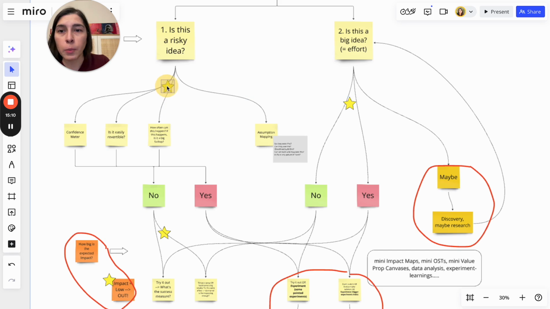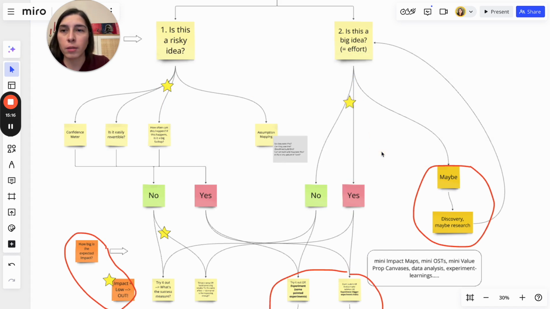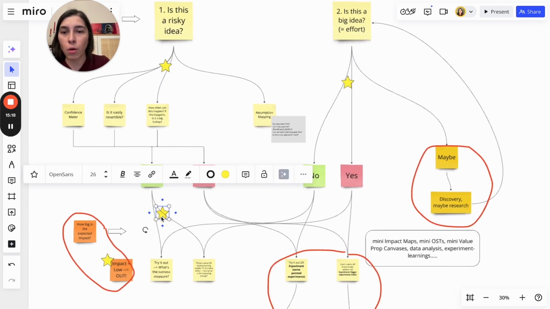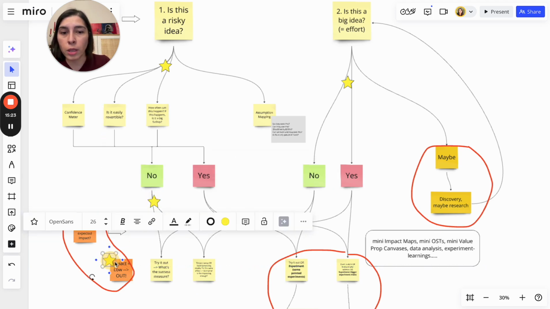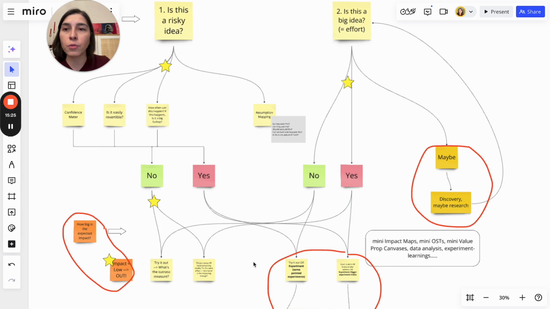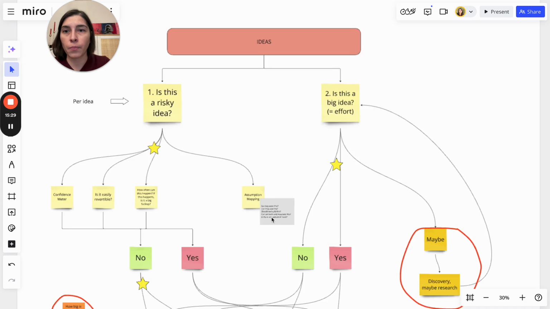So in these paths where you see the stars, you don't have overhead, right? So you just decide yes or no and do something and see what happens. Also in here and also in here, right? So you don't have to run discovery activities on those paths.